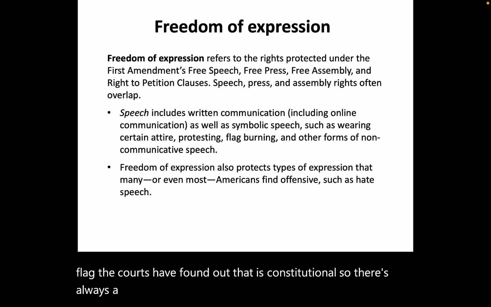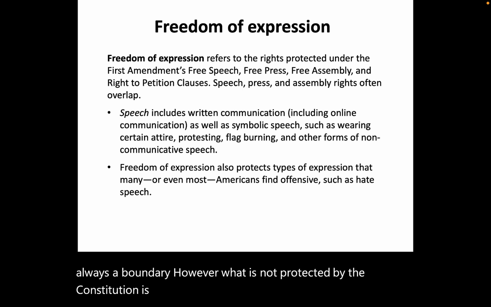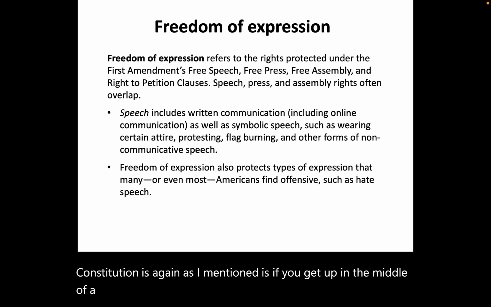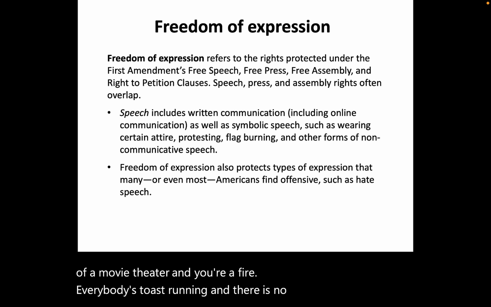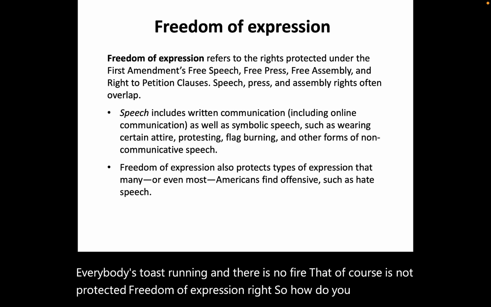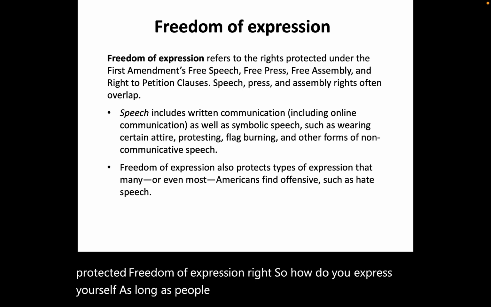However, what is not protected by the Constitution is, again, as I mentioned, if you get up in the middle of a movie theater and yell fire, and everybody starts running and there is no fire, that of course is not protected. Freedom of expression, right? So how do you express yourself, as long as people don't find it to be offensive or hate speech?